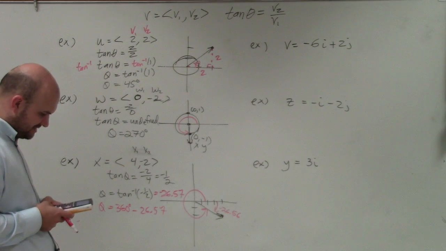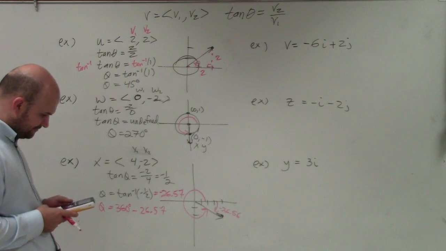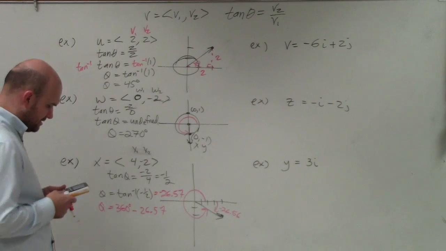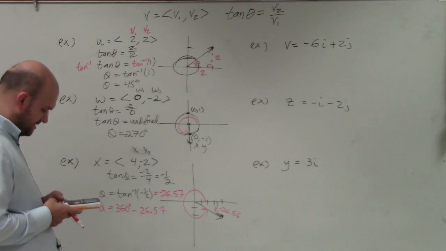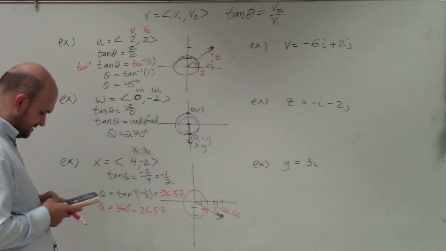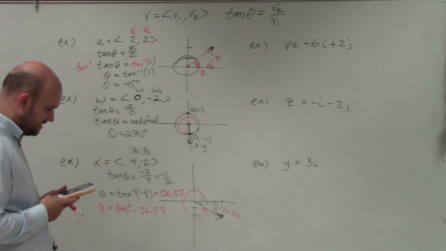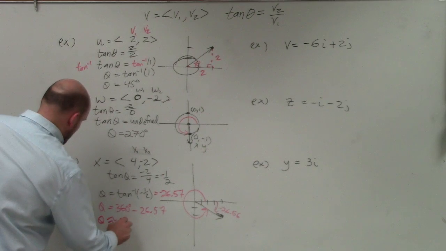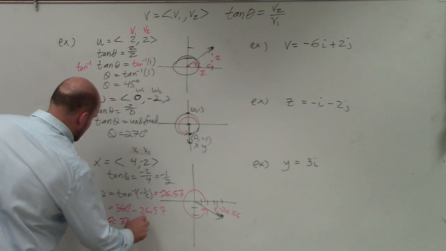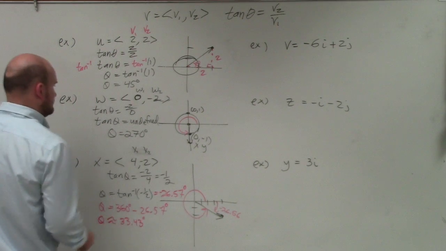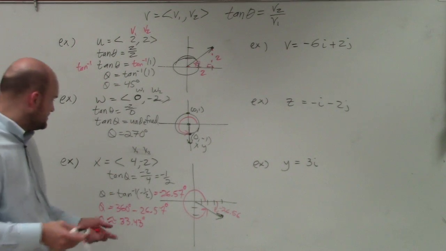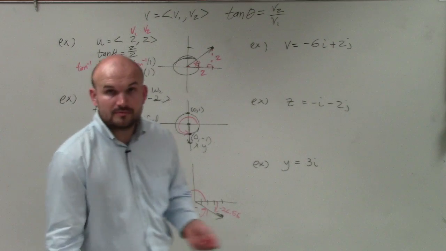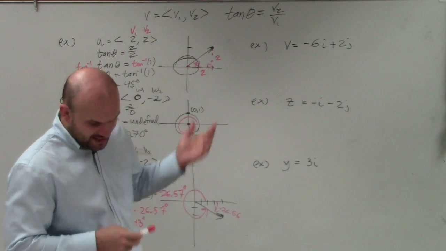So when I do 360 minus 26.57, now I get approximately theta is approximately 333.43 degrees. Okay? And that makes more sense. So now let's go and take a look at another example.